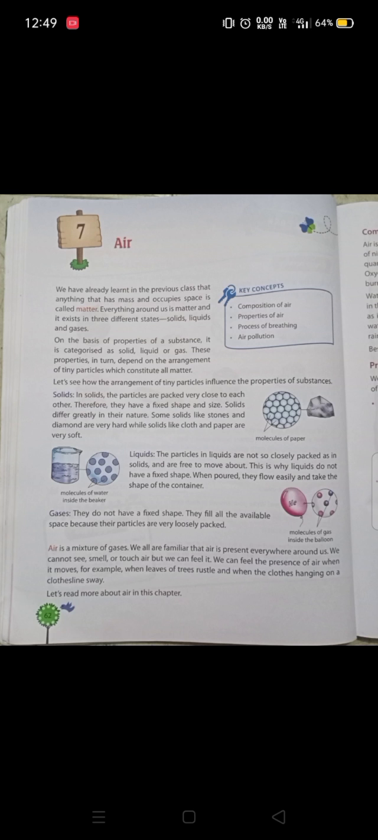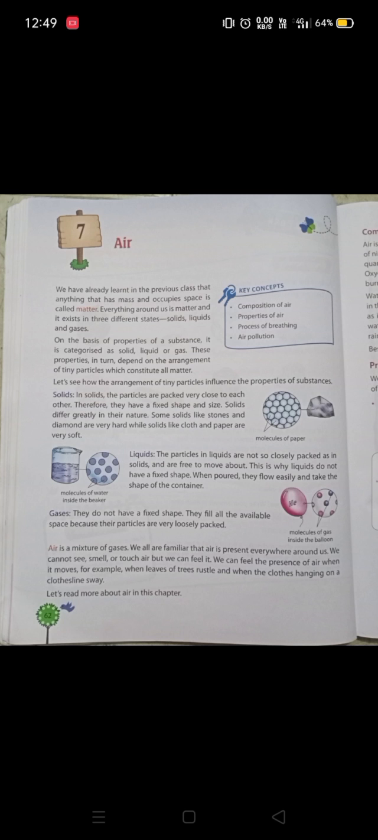Air is a mixture of gases. We all are familiar that air is present everywhere around us. Where you are sitting, where I am sitting, where I am living, where you are living. Everywhere you see, air is present. We cannot see, smell or touch air. Can we see air? No. Can we touch air? No. Can we smell air? No. But we can feel air.